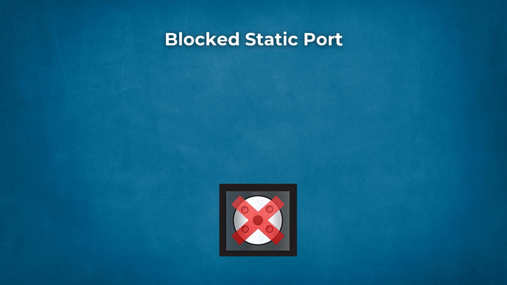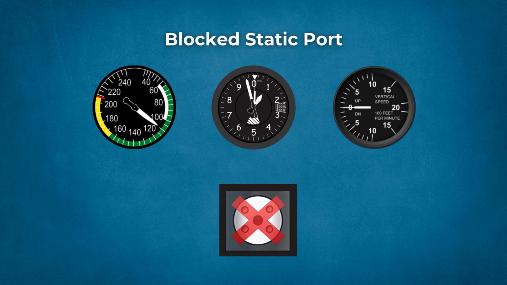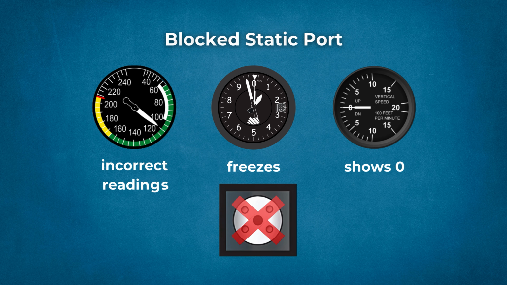Blocked static port. A blocked static port traps pressure, affecting all three instruments. The vertical speed indicator shows 0, the altimeter freezes, and the airspeed indicator gives incorrect readings. The farther you fly from the blockage altitude, the greater the ASI error, showing higher speeds during descent and lower speeds during climbs.